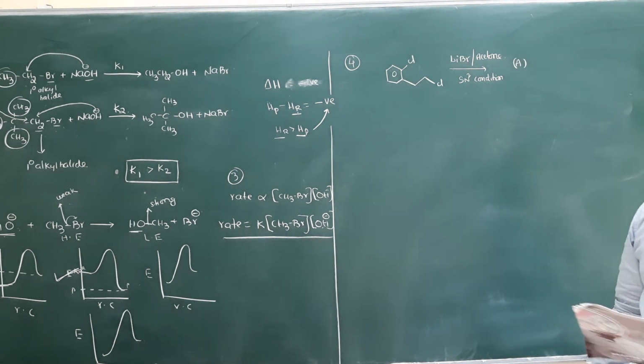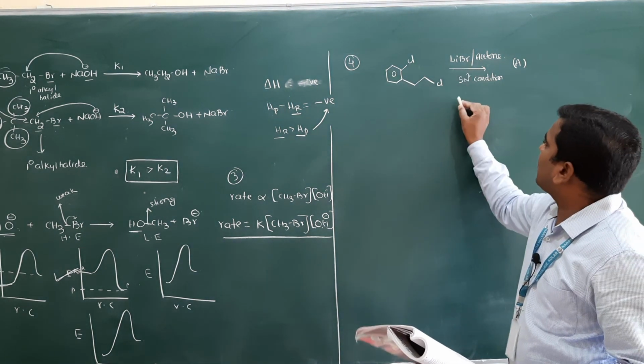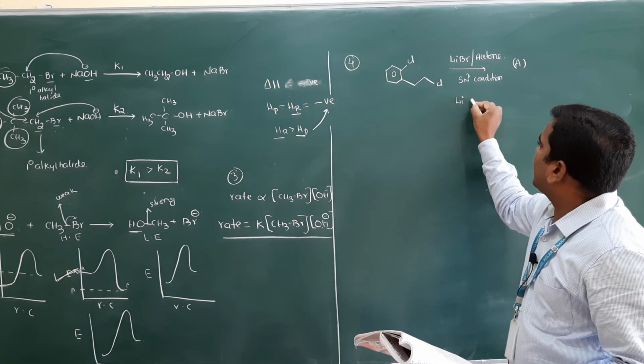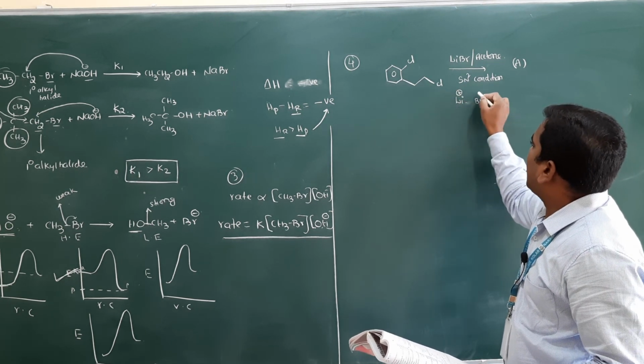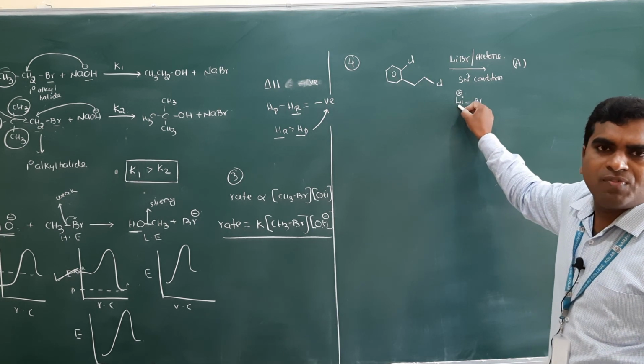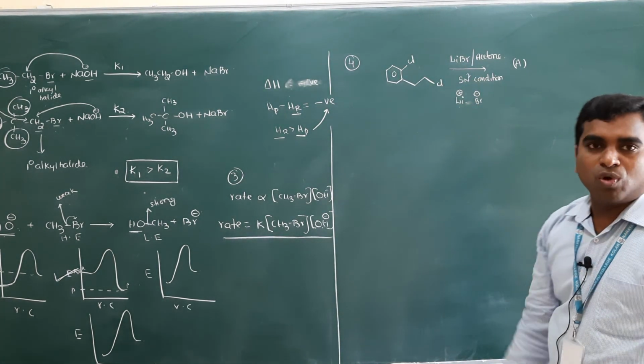They have given 4 options. Now, SN2 reaction, what is the nucleophile here? Lithium bromide they have given. Lithium bromide will be dissociated into Li plus, lithium is a metal, always electropositive, and Br minus. Br minus is the nucleophile now.